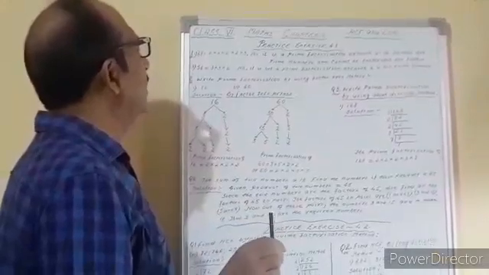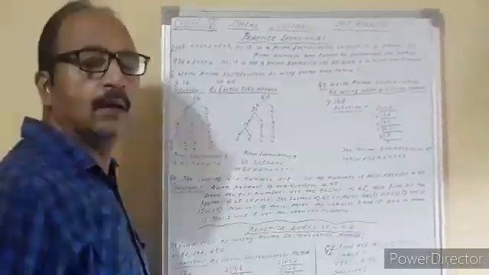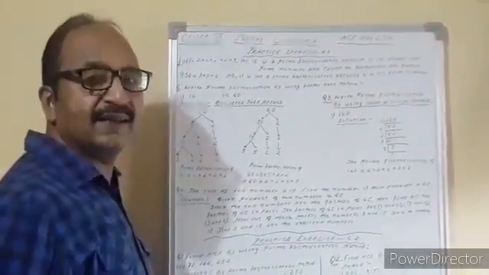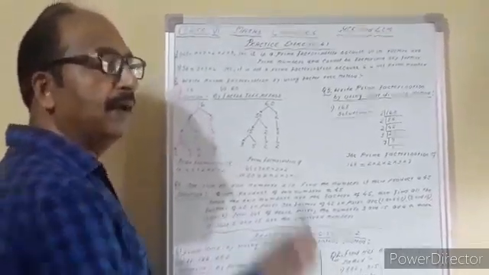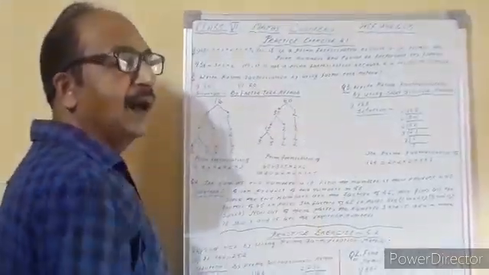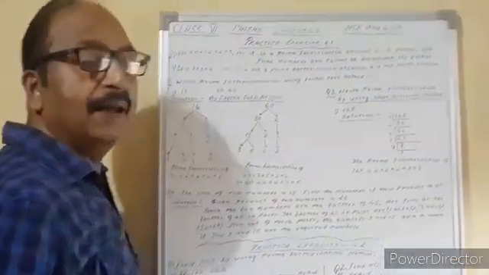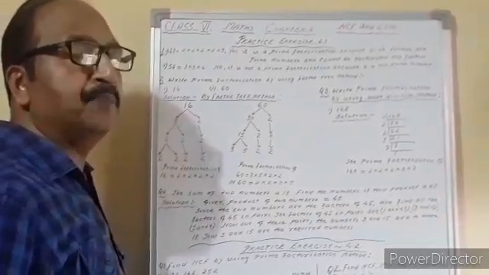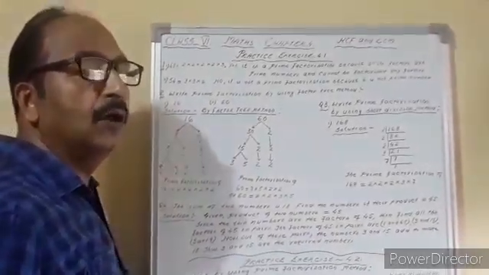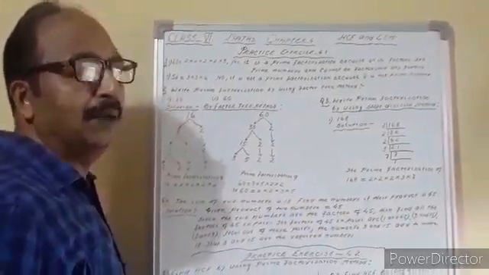The first question in your exercise is: which of the following given numbers are given in prime factorization form? Are they prime factorization or not? With the reason, you have to give the answer.